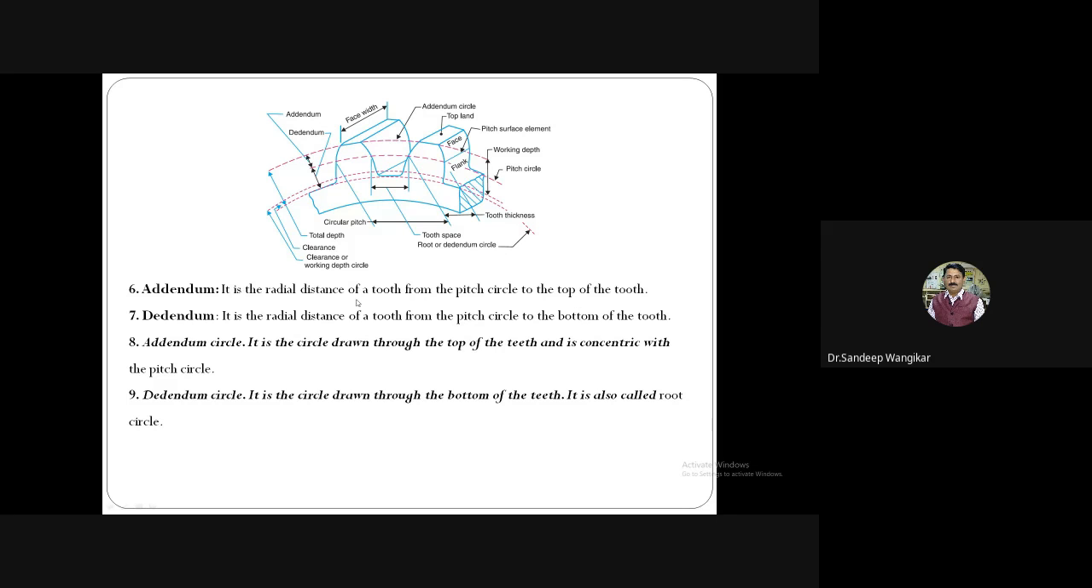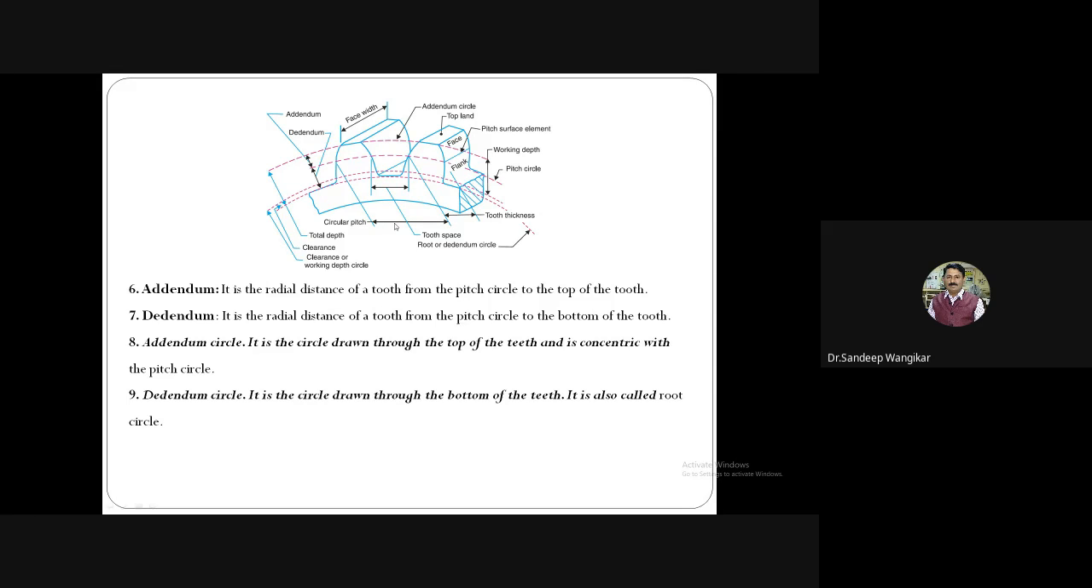Addendum. This is the radial distance of a tooth from the pitch circle. In this figure, this is the pitch circle, so pitch circle to addendum circle is called the addendum. Here it is shown, this distance is the addendum, and pitch circle to dedendum circle is called the dedendum. It is the radial distance of a tooth from the pitch circle to the bottom of the tooth. So pitch circle is drawn, and pitch circle to top of tooth is addendum, pitch circle to bottom of tooth is dedendum.